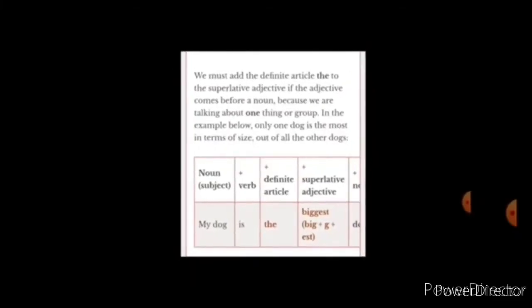Superlative adjective, that is "biggest," and the last one, "all the other dogs." So the example is: my dog is the biggest dog of all the other dogs. So here we are comparing only one dog. So children, the definite article must be used in front of the superlative adjective in the superlative degree.